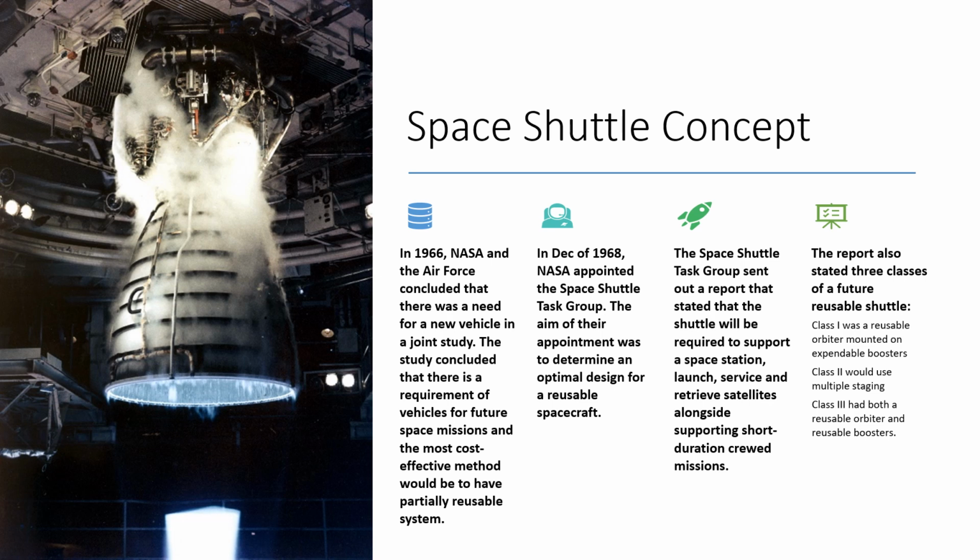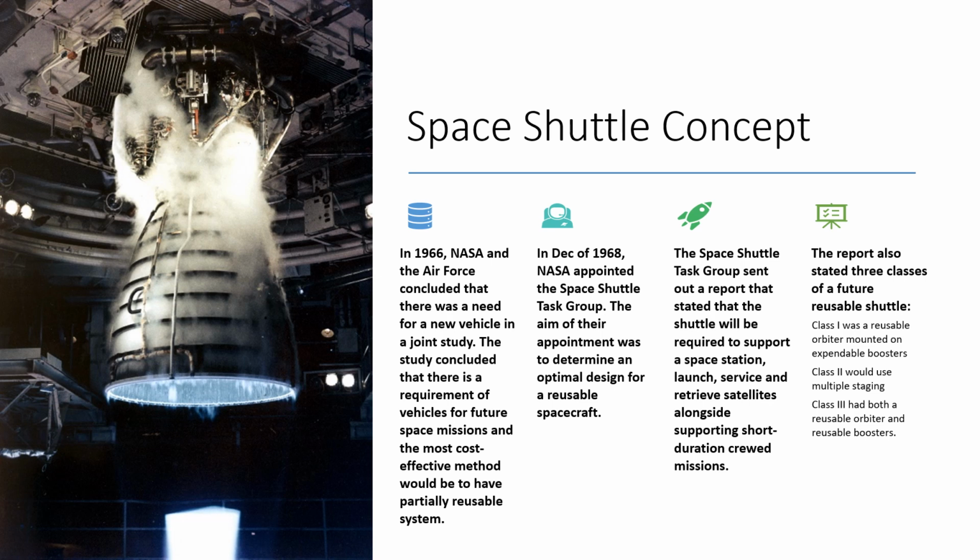The Space Shuttle Task Group later on determined that the shuttle would be required to support a space station, launch, service, and retrieve satellites, and support short-duration crewed missions. NASA announced a 4-phase approach for the space shuttle development. Phase A was to be a request for studies completed by competing aerospace companies. Phase B would be a competition between 2 contractors for a specific contract. Phase C would involve designing the details of the spacecraft components, and Phase D was the production of the spacecraft.